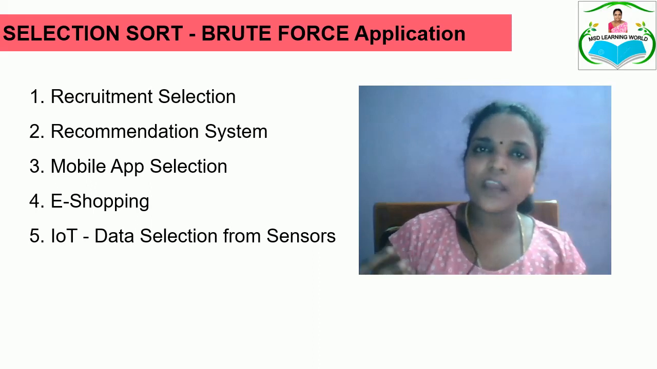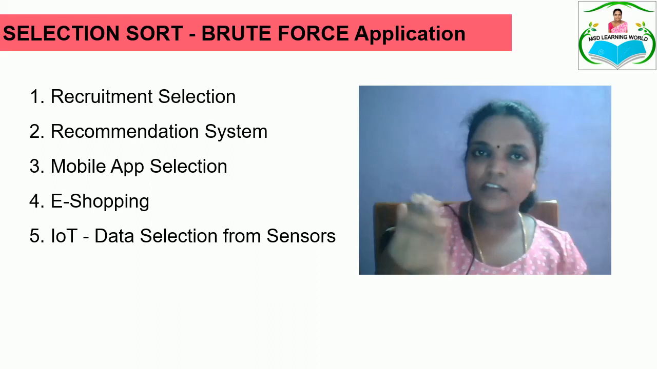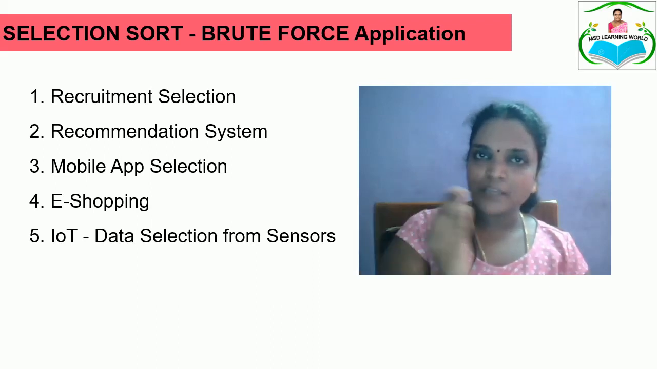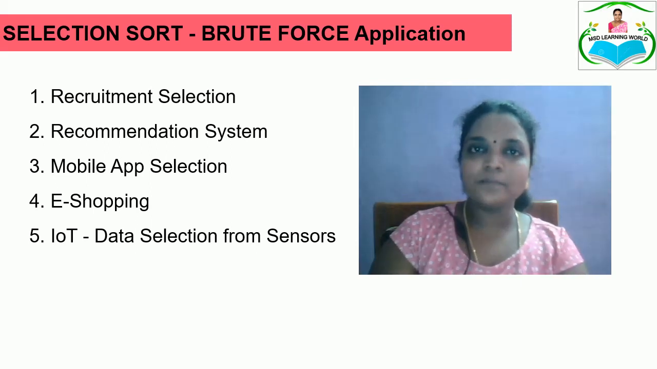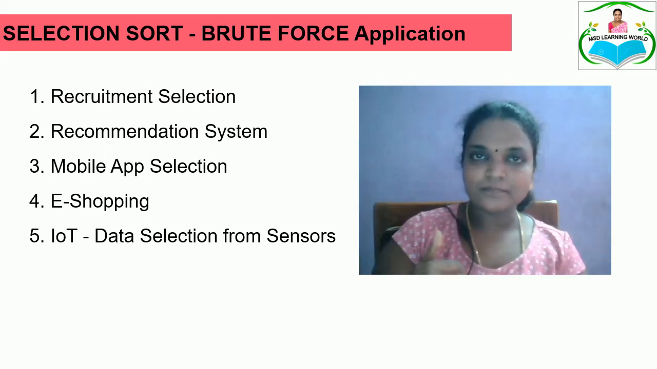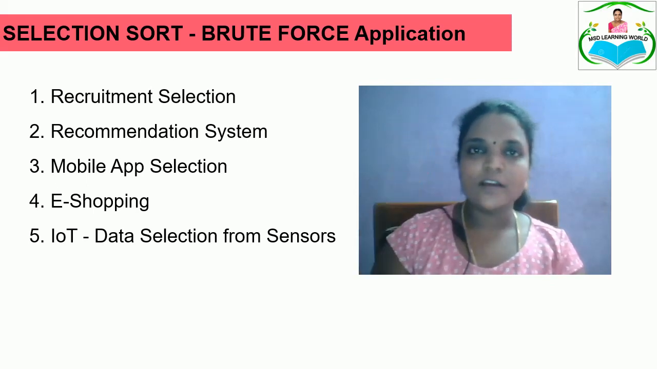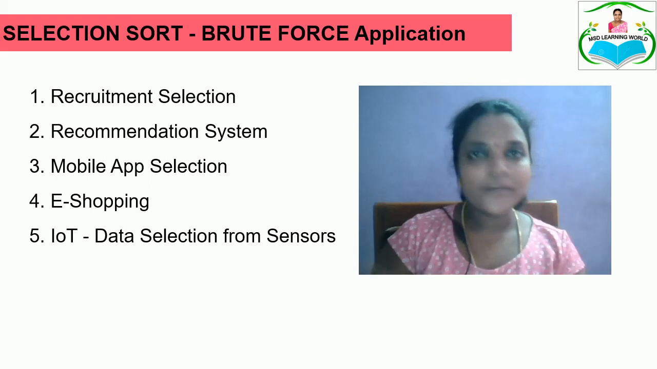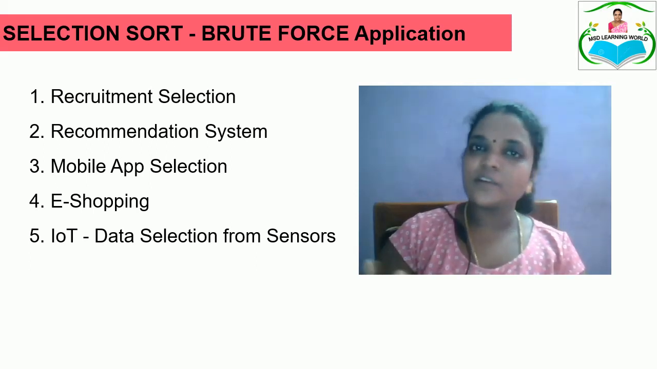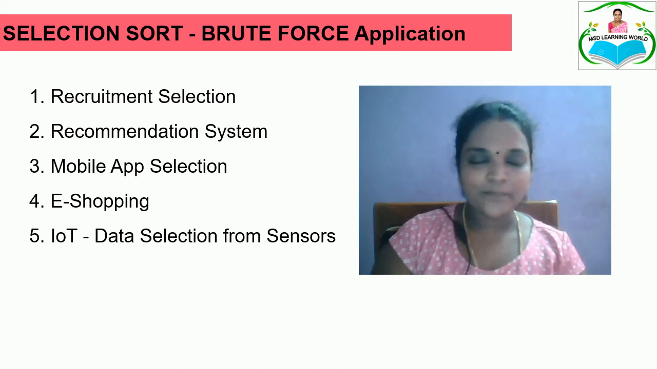Suppose you may have any number of sensors, and you may give a requirement that the sensor data must be in the range of 0.5 to 1.2. Between this range, the system will select particular data from the sensors and arrange those sensor data in ascending order. So selection sort is also used in embedded applications. These are the applications of selection sort where it is used in real time.